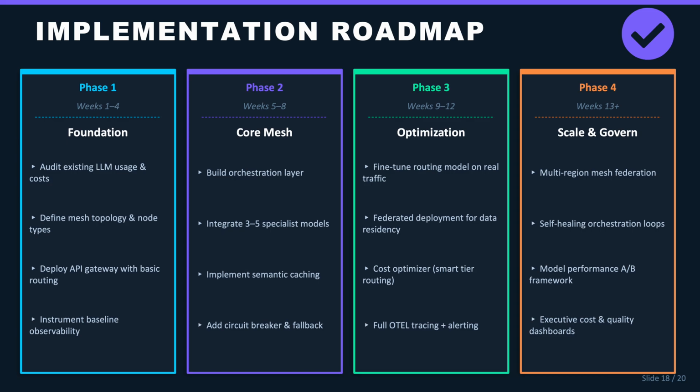You add federated deployment for data residency requirements, implement the full cost optimizer with smart tier routing, and complete your OpenTelemetry tracing and alerting setup. Phase 4. Scale and govern. Starts at week 13 and is ongoing. Multi-region mesh federation, self-healing orchestration loops, model performance A/B testing framework, and executive cost and quality dashboards. The key principle throughout is to deliver value at each phase. You should be saving money and improving quality from week 5 onwards, not waiting until the full system is built.